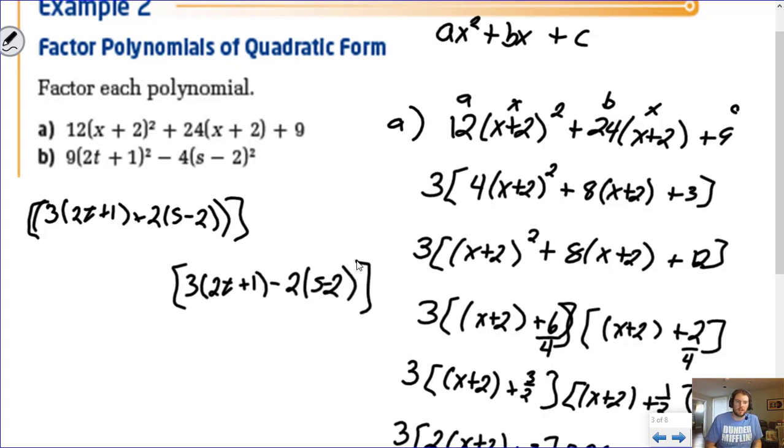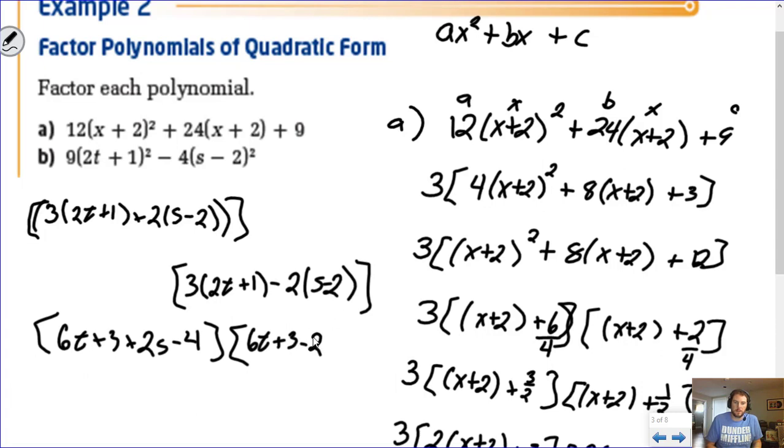And then we can expand and simplify within these brackets, right? 3 times 2t is 6t. 3 times 1 is 3, right? 2 times s is 2s, and 2 times negative 2 is negative 4. Do the same thing in here. 3 times 2t is 6t. 3 times 1 is 3. Negative 2 times s is negative 2s. And negative 2 times negative 2 is positive 4.